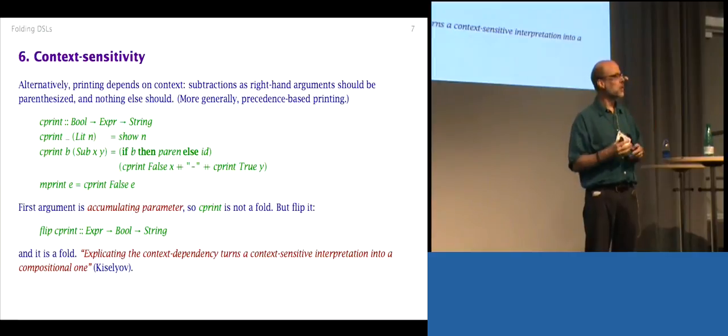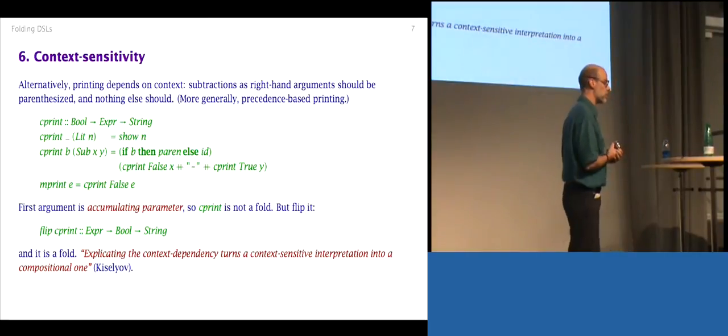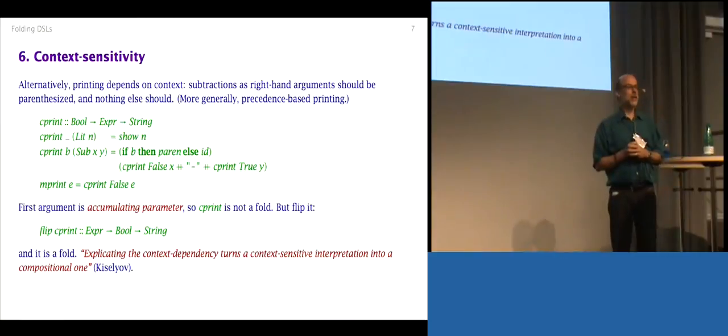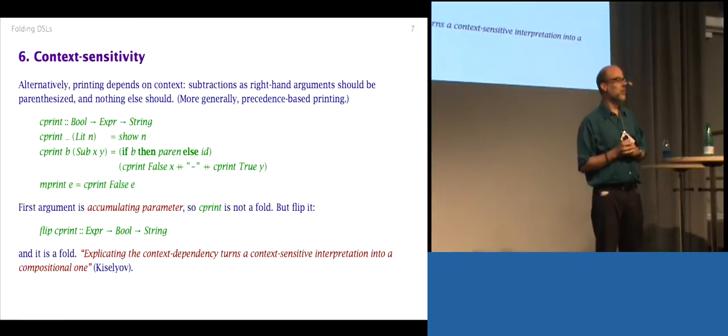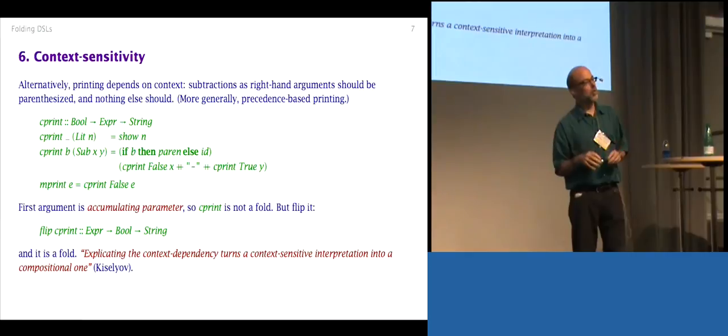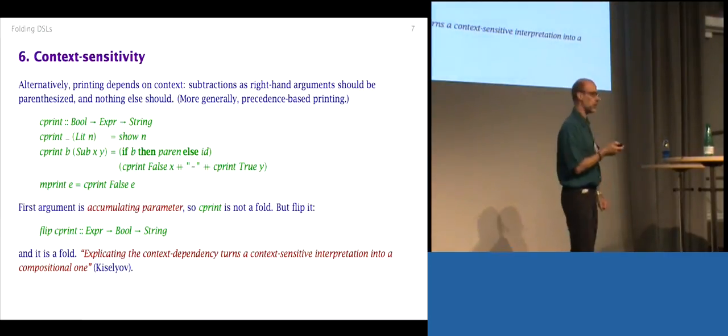So there's various things that we can do that might not obviously fit the pattern of folds, but knowing what we know about folds, it all works out. There's this nice quotation from Oleg in some lecture notes he did for a summer school in Oxford that I ran. He said, "Explicating the context dependency turns a context-sensitive interpretation into a compositional one." That very elegantly says what I want to show here.